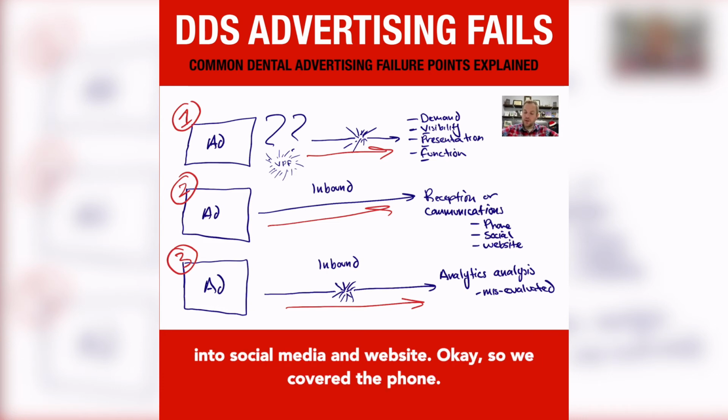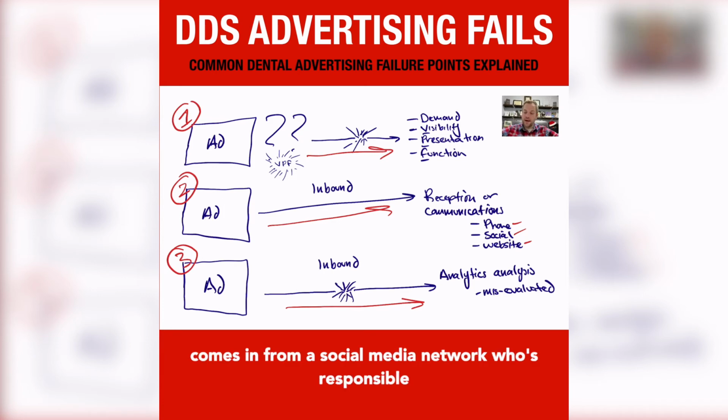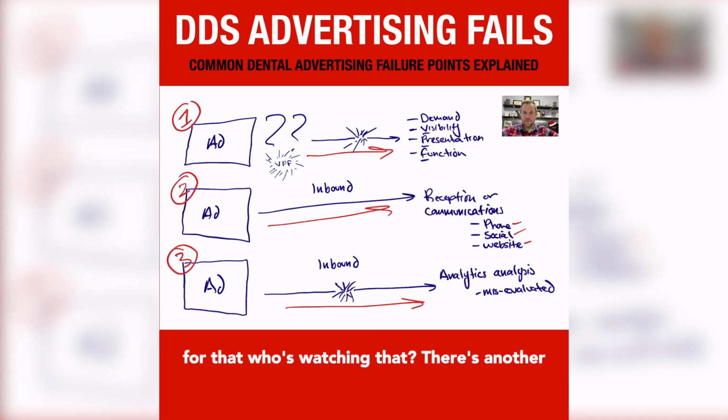Now we also jump into social media and website. Okay, so we covered the phone. So social media and website. Social media is an open access communication area. This is a place where millions upon millions upon millions of people every day are communicating, and tens of thousands of people are talking about medical experiences and referrals and such. So in this event, let's say an inbound question or inquiry comes in from a social media network. Who's responsible for that? Who's watching that? This is another breakdown point.